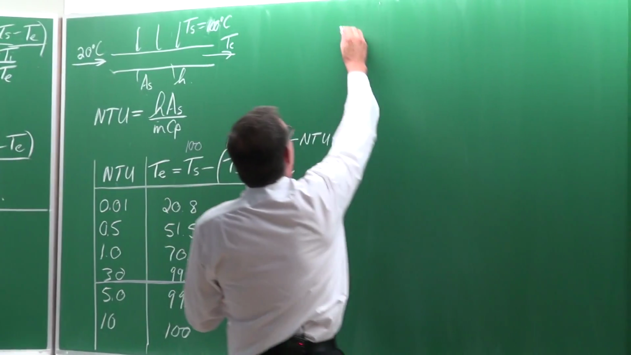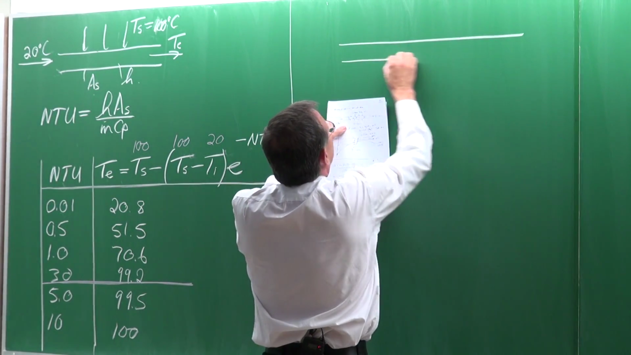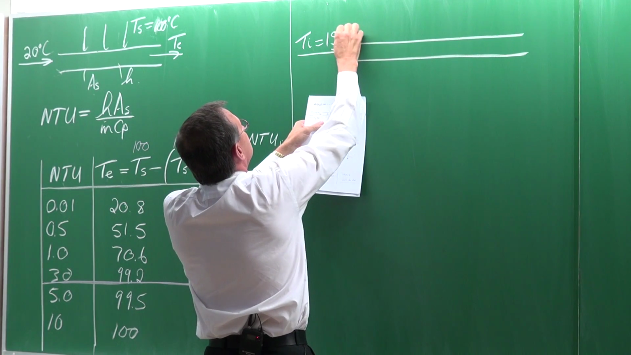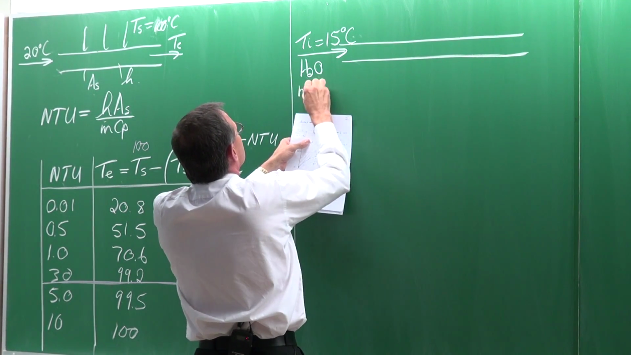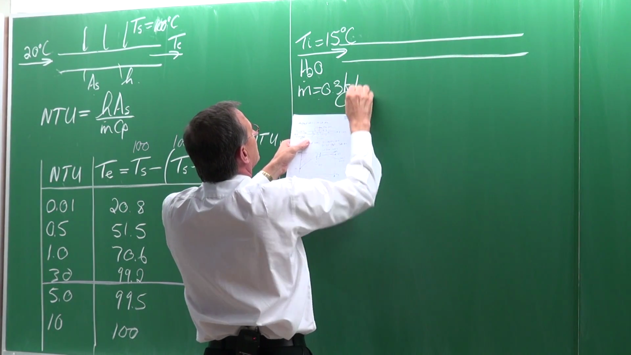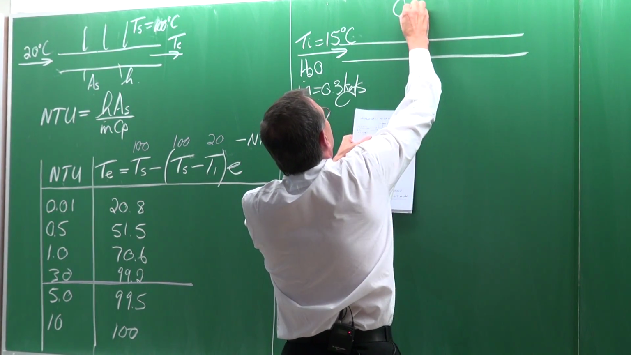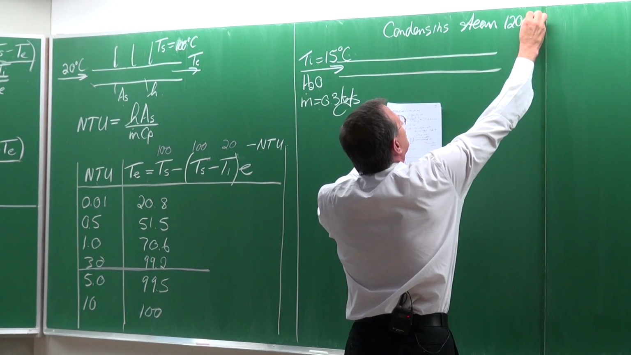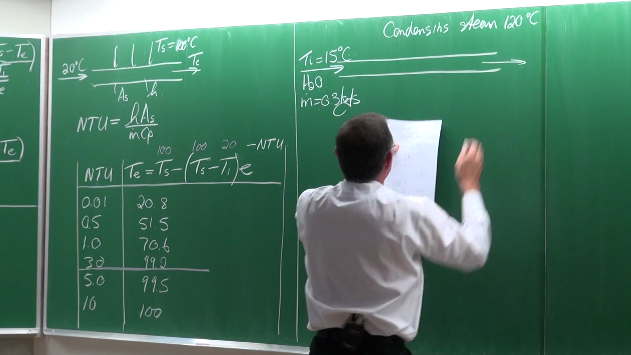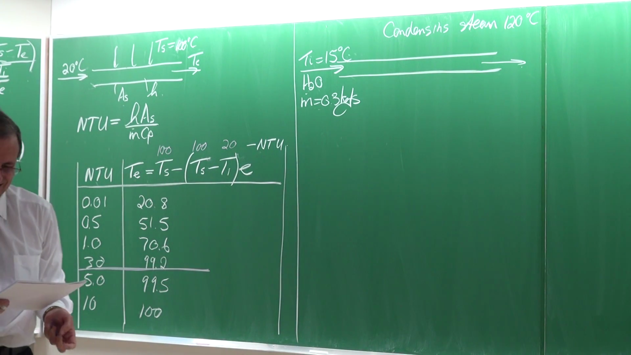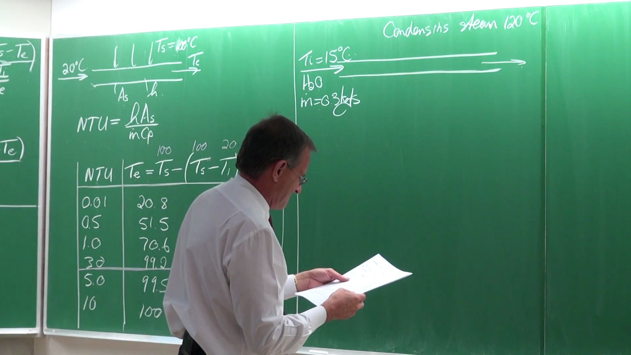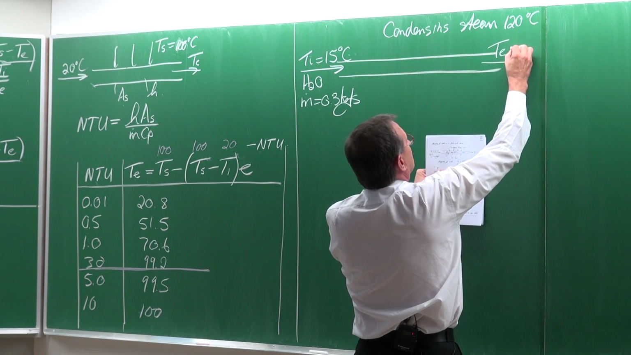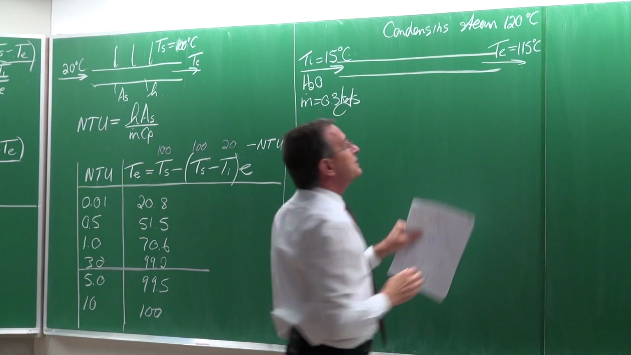Right, now let's look at the case, an example. And this example is now for a fluid at 15 degrees Celsius, and the fluid is water, and the mass flow rate of the fluid is 0.3 kilograms per second. And here on the outside we've got condensing steam. And it says the condensing steam is at 120 degrees Celsius. Okay. And the problem is that we want to heat this water to 115 degrees Celsius.